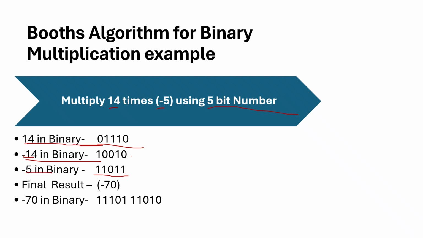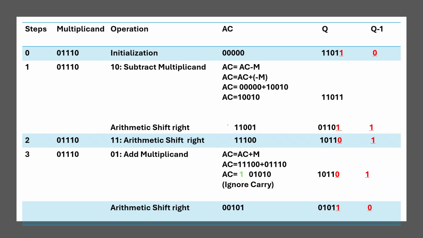So if we multiply 14 and minus 5, the result is minus 70, which in binary is 1 1 1 0 1 1 1 0 1 0. So whenever we implement Booth's algorithm, at the end the value of AC and Q should be minus 70, which is 1 1 1 0 1 1 1 0 1 0. Now we can see how Booth's algorithm will be implemented. Since we are multiplying 5-bit numbers, we have to perform 5 iterations.